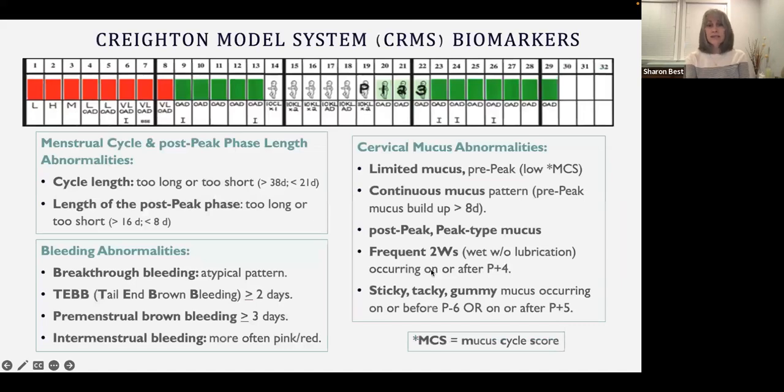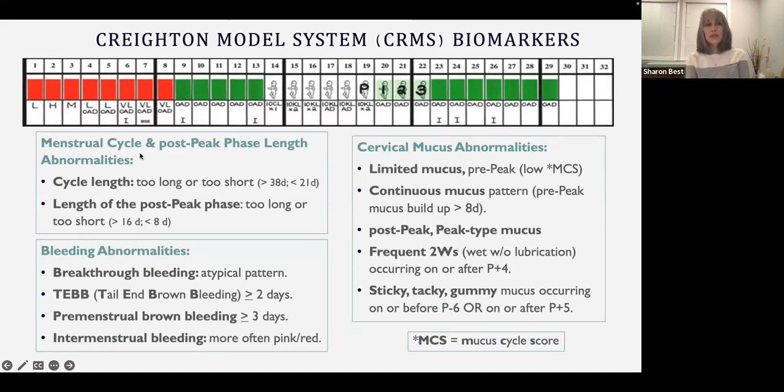So here's a nice slide. I put the biomarkers into 3 big categories in my head to help me remember. So you can think of them this way if you wish. So it's menstrual cycle and post-peak phase length abnormalities, bleeding abnormalities, and cervical mucus abnormalities.